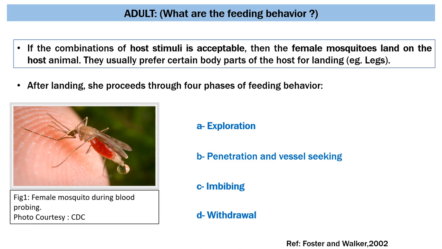The last phase is the withdrawal. Female mosquitoes usually take 1 to 4 minutes to fully engorge blood from the host body. During this time, she extracts water from the blood meal and deposits a small droplet of urine on the host skin. When the female imbibes a sufficient amount of blood, the abdominal stretch receptors inform the central nervous system about the full engorgement, and after that she stops feeding and pushes her forelegs to help withdraw her stylets. After withdrawing, she flies away to her resting site. So these are the four phases of feeding behavior that female mosquitoes usually show during blood feeding.